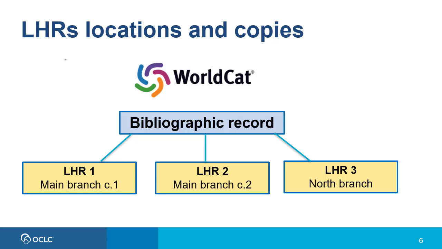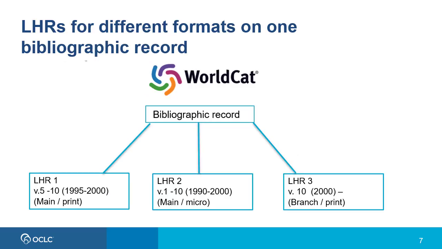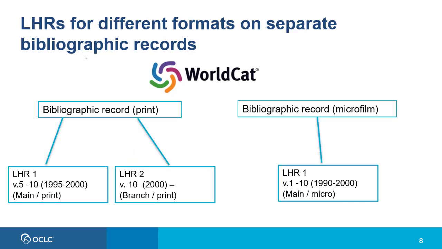The local holdings record will be linked to the bibliographic record. Several LHRs can be linked to a bibliographic record, but an LHR can only be linked to one bibliographic record. You would create a local holdings record for each format for an item, attaching it to either the same bibliographic record, for example, if the record is representing both a print and electronic copy of an item, or a print and a microform copy of an item, or you could attach the LHRs to their own format-specific bibliographic record.